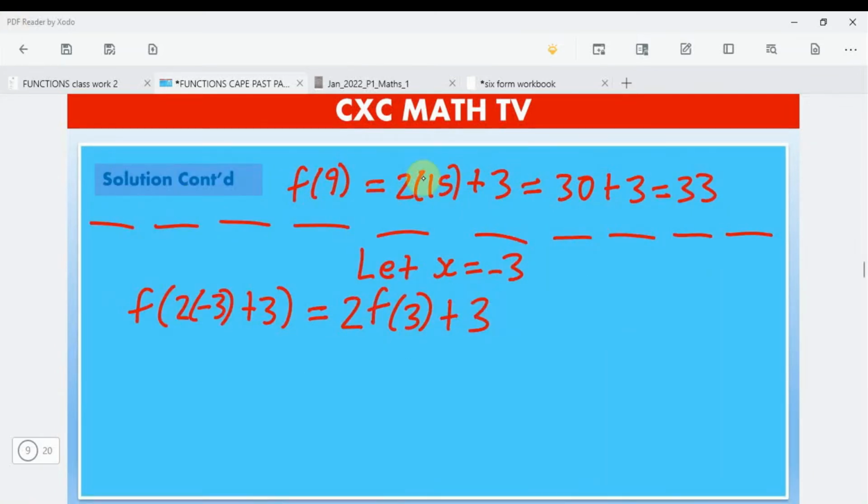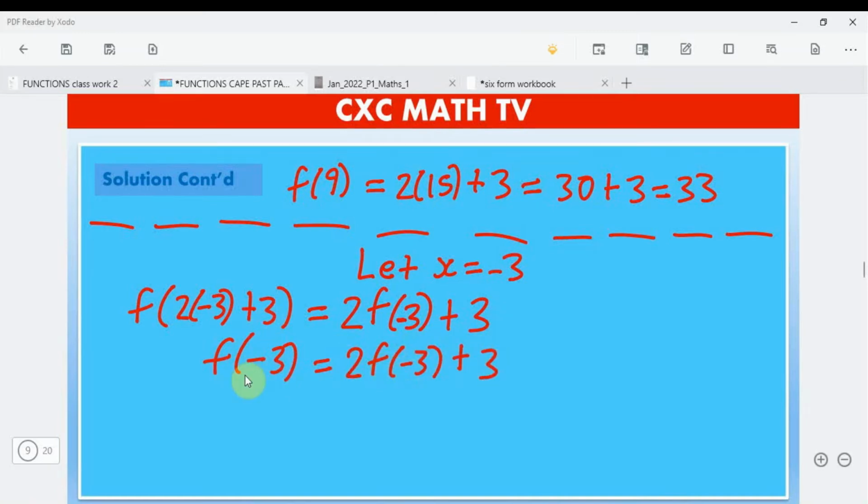Wait, this is negative 3. Alright? So substitute x as negative 3. So this simplifies to be 2 times negative 3 is negative 6. Negative 6 plus 3 is negative 3. So that's saying f of negative 3 is equal to 2f of negative 3 plus 3. Alright, just simplifying now what we're going to get.